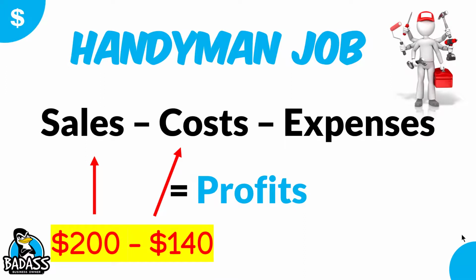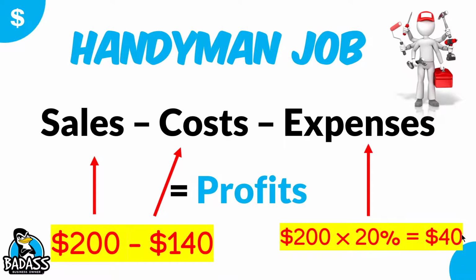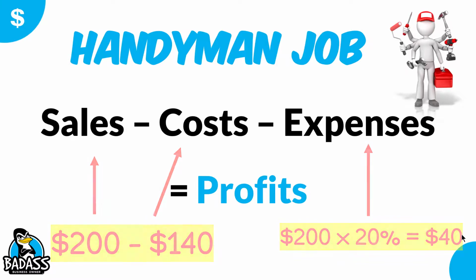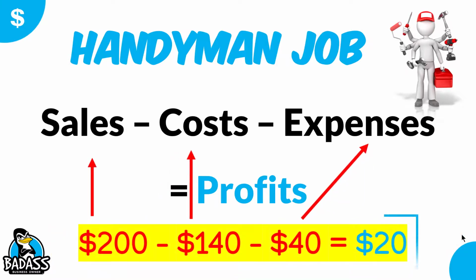So we know the $200, we know the $140 in costs. So we can go over here really quick to the expenses and say 20% of the 200 means $40 needs to be set aside for the expenses of the business. So when we plug this all in, the 200 minus the 140 minus the 40 for expenses means they're going to have an additional profit of $20.